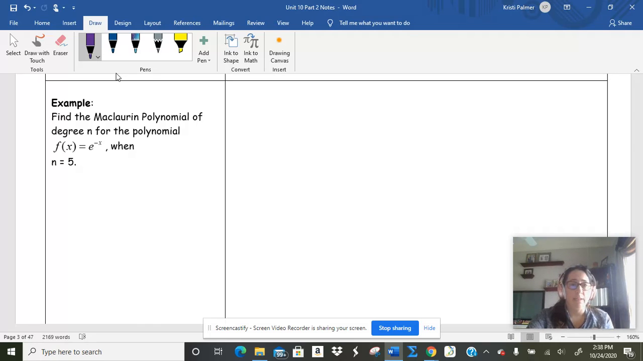Okay, so let's do an example. Find the Maclaurin Big Mac centered at 0 of degree n for this polynomial. So it wants me to go to the 5th degree. So I need to take this function and go all the way until the 5th derivative.